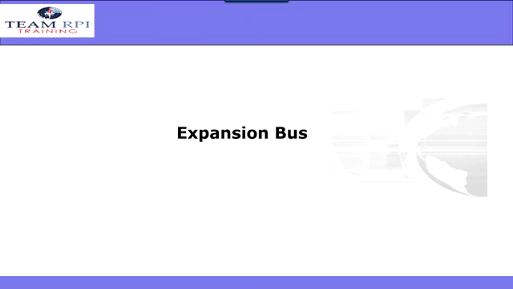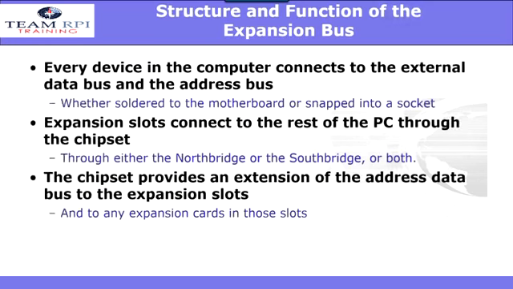Next, the expansion bus. Every device in the computer connects to the external data bus and the address bus, whether it's soldered to the motherboard or snapped into a socket. Expansion slots connect to the rest of the PC through the chipset, either the North Bridge or South Bridge, or possibly both. The chipset provides an extension of the address and data bus to the expansion slots.